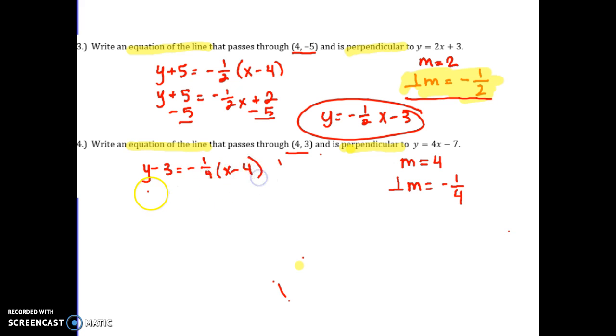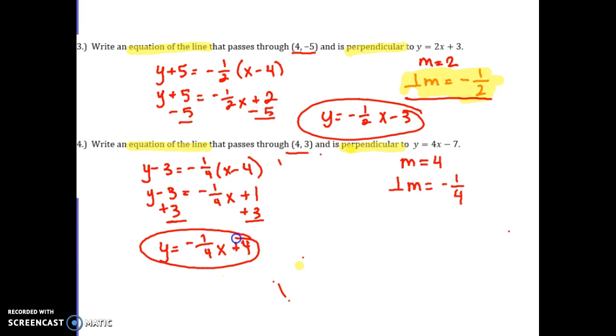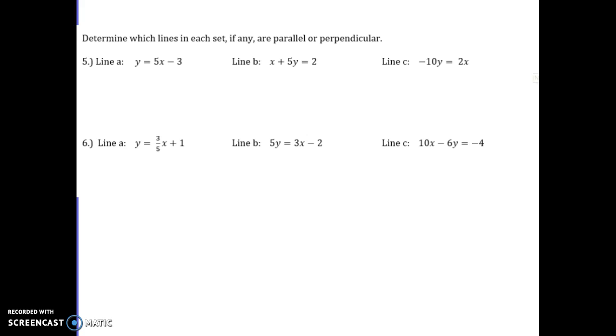I'm going to distribute: y minus 3 equals -1/4 x plus 1. Then I'm going to add 3 to both sides. So the equation is y is equal to -1/4 x plus 4. All right, number 5 says determine which lines in each set, if any, are parallel or perpendicular. So we want to see if they're parallel or perpendicular.